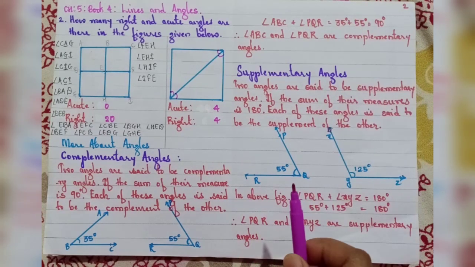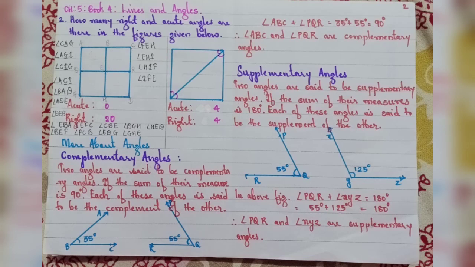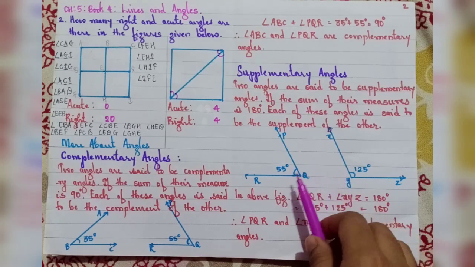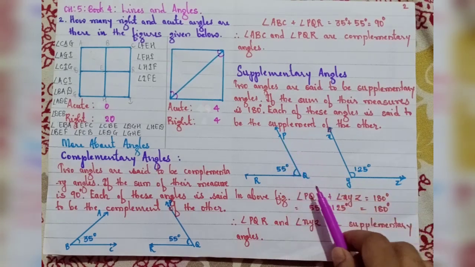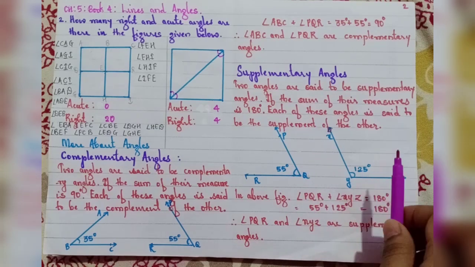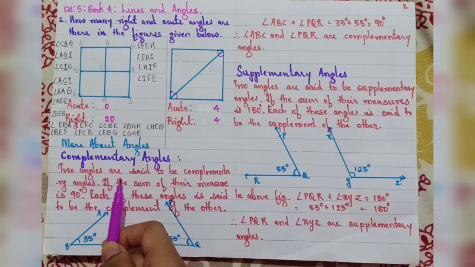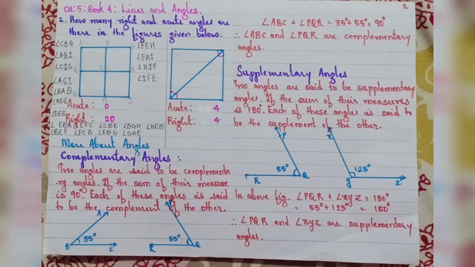Now let's see supplementary angles. Two angles are said to be supplementary angles if the sum of their measures is 180 degrees. Even here we have 1 example where we have 2 angles. The first angle PQR is 55 degrees and angle XYZ is 125 degrees. When we add 55 degrees plus 125 degrees, the sum will be 180 degrees. Therefore angle PQR is a supplementary angle to angle XYZ. So these are the types of angles: complementary angles and supplementary angles.